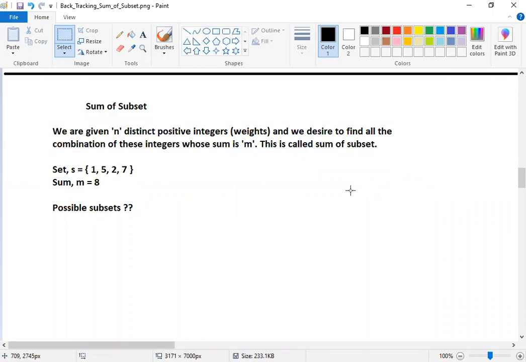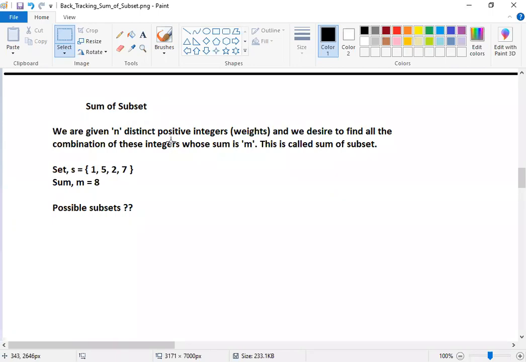In the sum of subset, we will be having a set of positive integers. Positive integers, we can consider them to be weights because we are talking about the backtracking where we are going to use a state space tree drawing. In that there will be certain nodes. The nodes will be connected through the edges. Those edges can have the values, right?